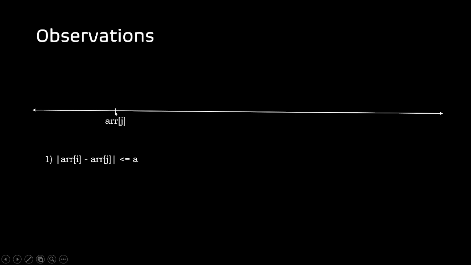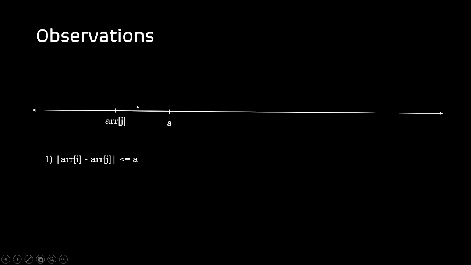Well, if we have this value a at this distance away from array j, then we can have our array i, this number, anywhere within this range. You need to understand this, it is very important. Why? Because if you put your array i at any number within this range, it will definitely make the difference between array i and array j less than or equal to a, right?